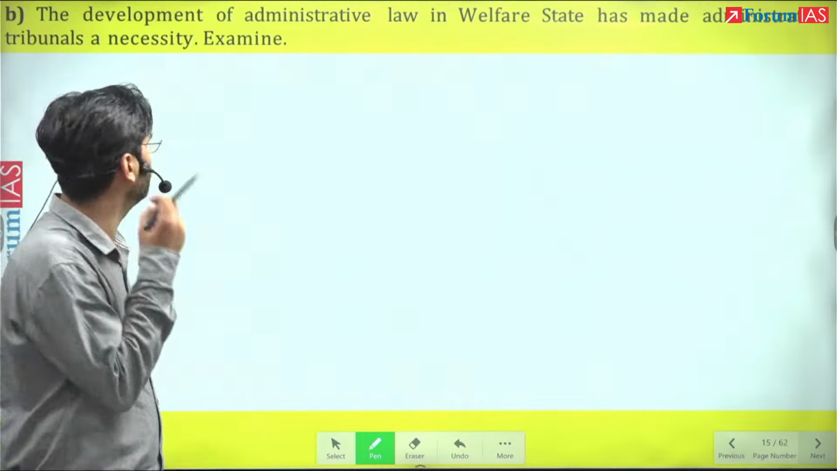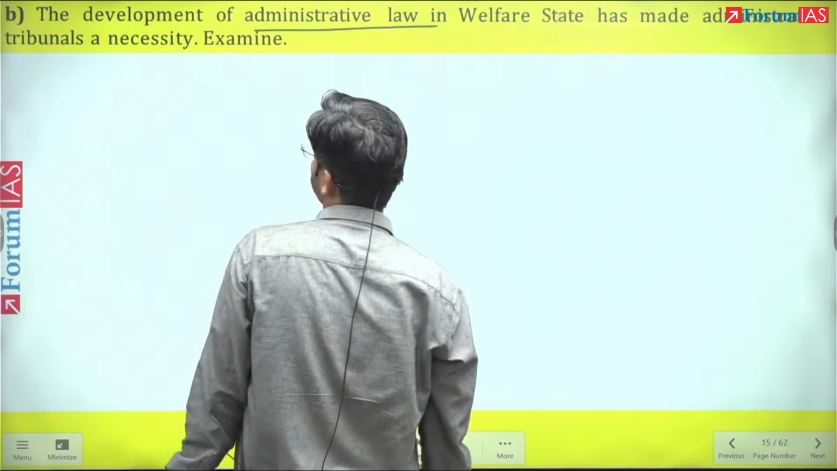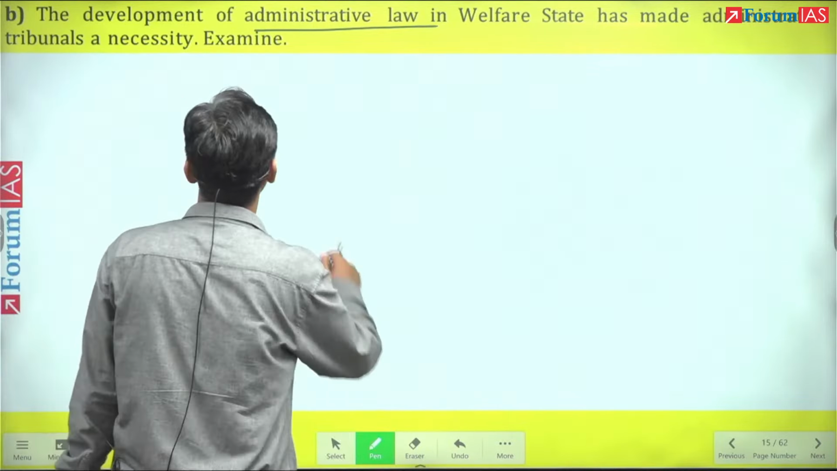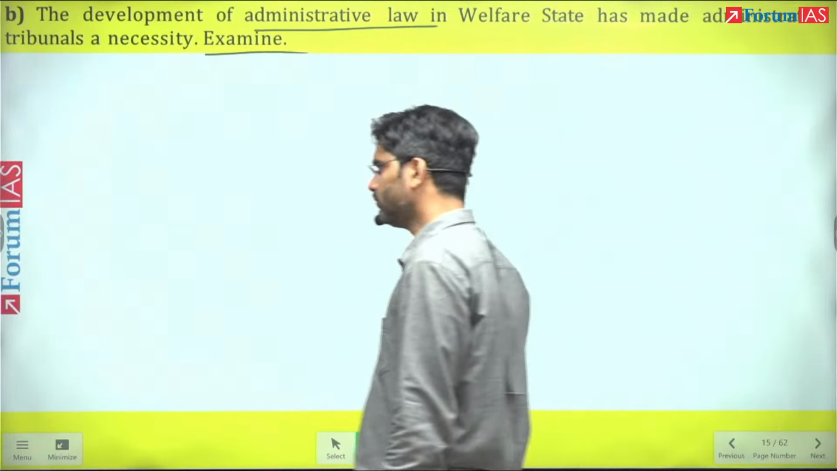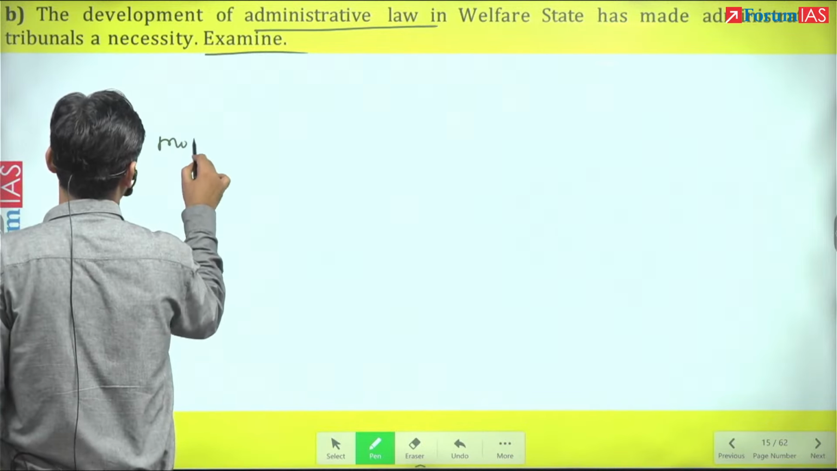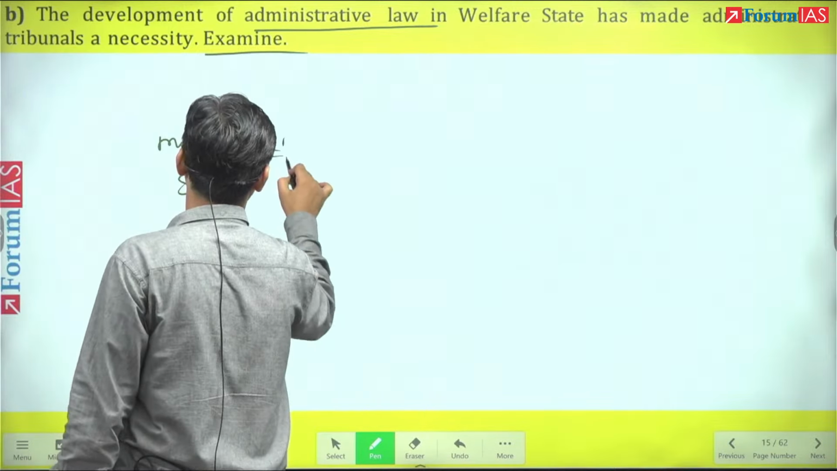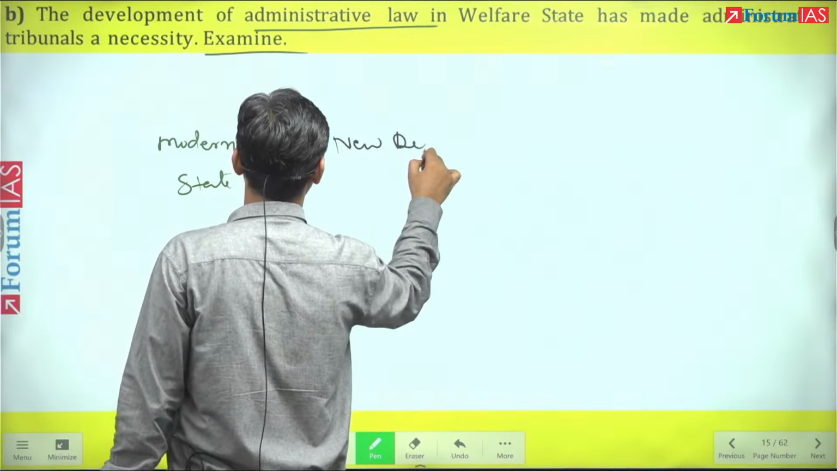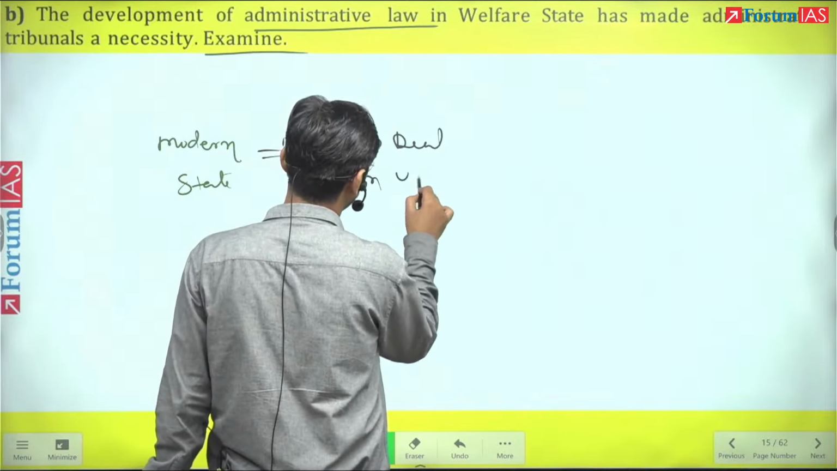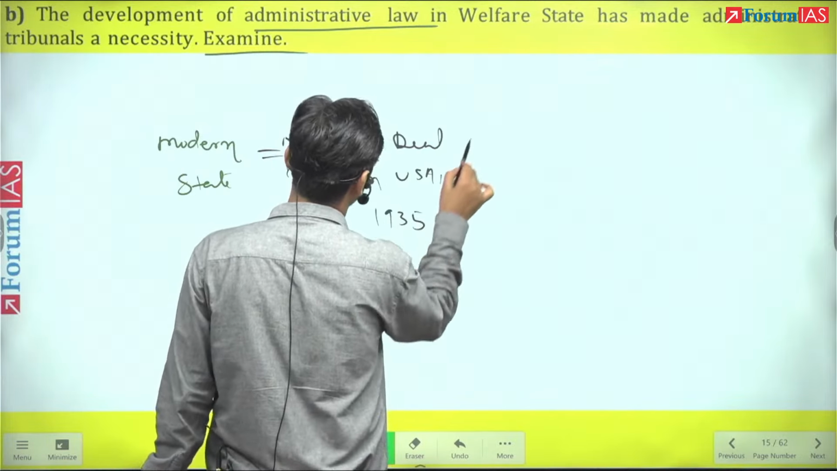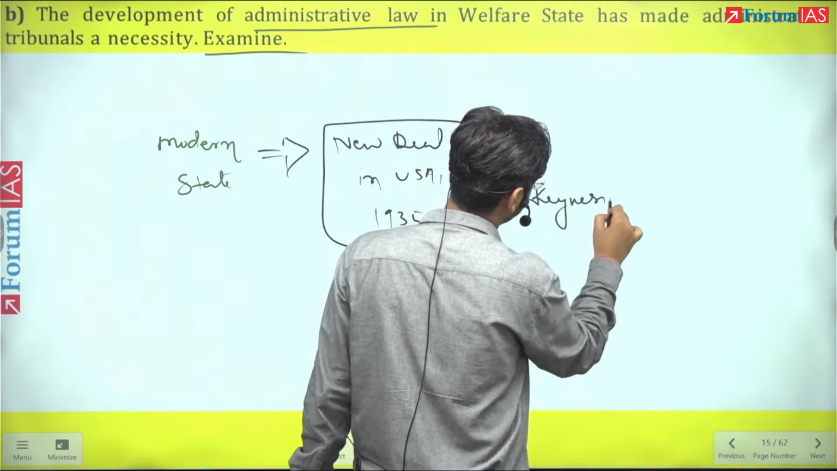Come to question number 3b. The development of administrative law in welfare state has made administrative tribunals a necessity. Examine. Very easy question, right? Modern state. The real welfare state originated after the New Deal in the USA in 1935 under the influence of Keynesian economics.